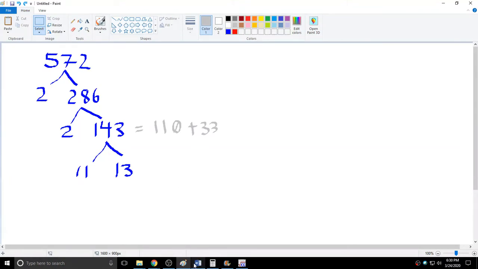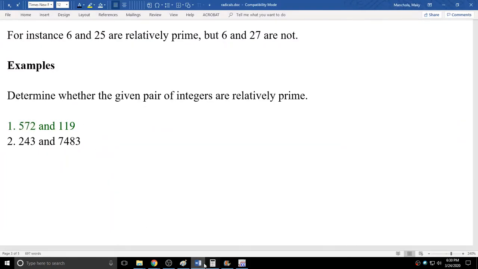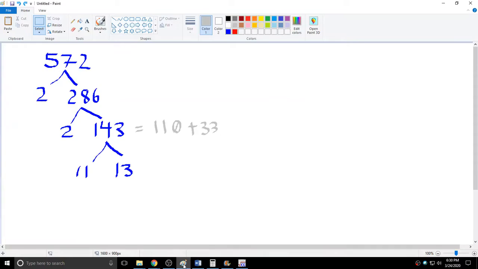Let's look at the 119. 119 happens to be divisible by 7. So 119 is 7 times 17. Best way to see that 119 is divisible by 7, just realize that 119 is 70 plus 49. So 70 is divisible by 7, 49 is divisible by 7, so their sum is divisible by 7. So 119 is 7 times, when you do the division, 17.